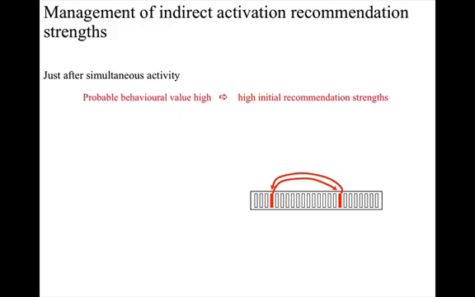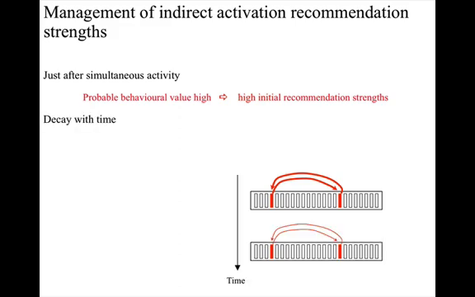So in the last section we talked about using past temporal correlations in activity as a way to indirectly activate recommendation strengths that aren't present in current sensory inputs but could be useful. But how relevant is simultaneous activity in the past likely to be once a certain amount of time has passed since that correlated activity? Well, if two columns are active at the same time, and then again immediately afterwards one is active again, it's fairly likely that the other could be useful.